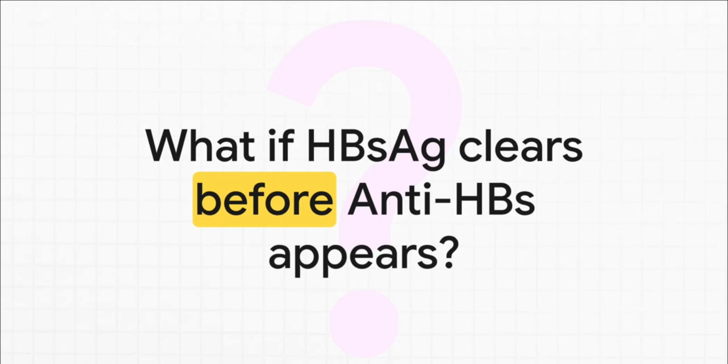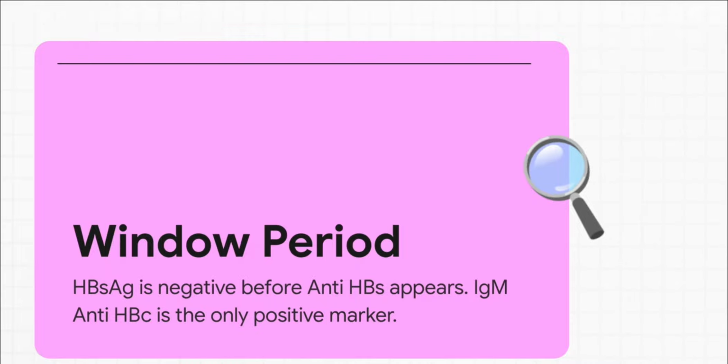But wait, here is where we run into a really fascinating medical mystery. As the patient is actively clearing the virus, the surface antigen, HBsAg, drops to 0. But it takes a little bit of time for the immune system to produce enough surface antibodies, anti-HBs, to actually show up on a test. So, what happens in that gap? How do we prove the patient actually has acute hepatitis B if both the primary antigen and the antibody are testing negative? That gap, that's called the window period.